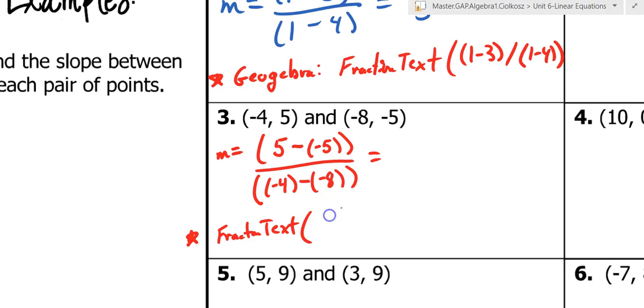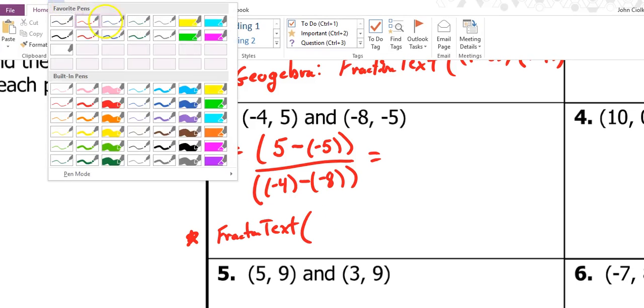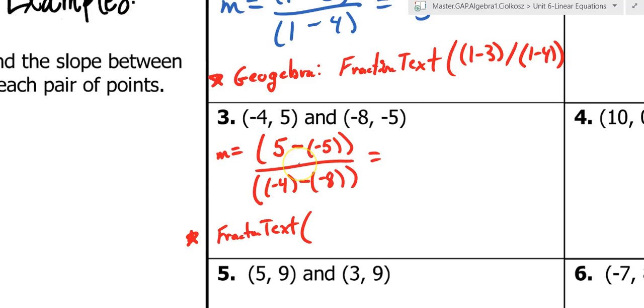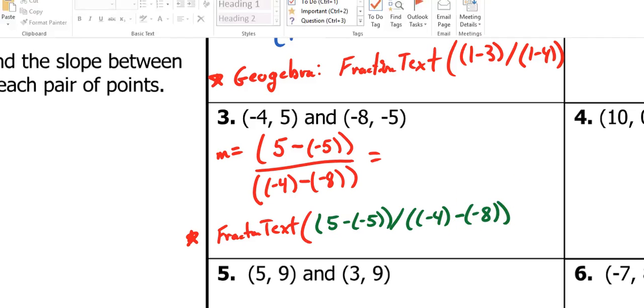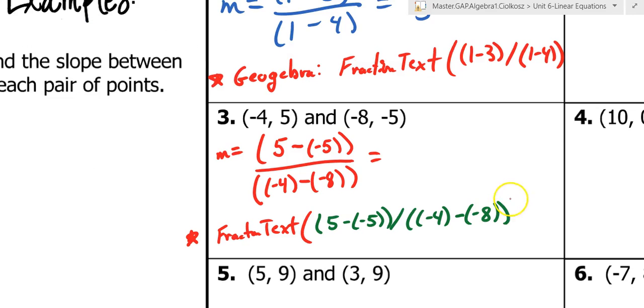Here, I'm going to use a different color, just to show you exactly how this whole bit looks in the separate part of the command. Notice all those parentheses I wrote. I just type it into GeoGebra, and it's going to do it for me to make sure I don't make any mistakes. So this is what we would type into GeoGebra. And our answer here, we would get 10 over 4, which would reduce to 5 over 2. So try that now.